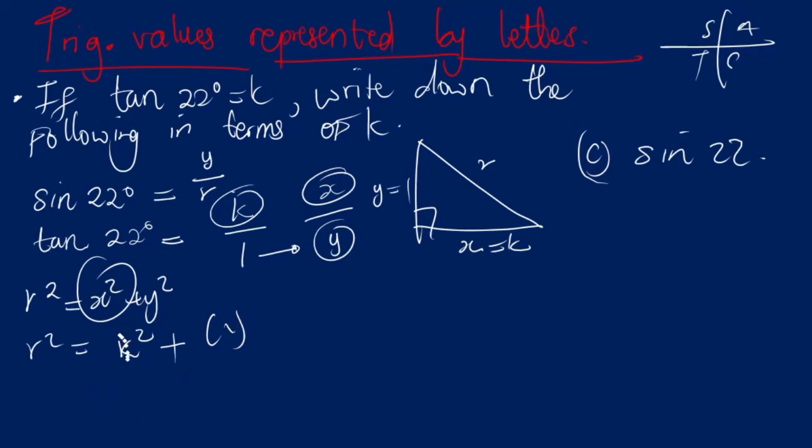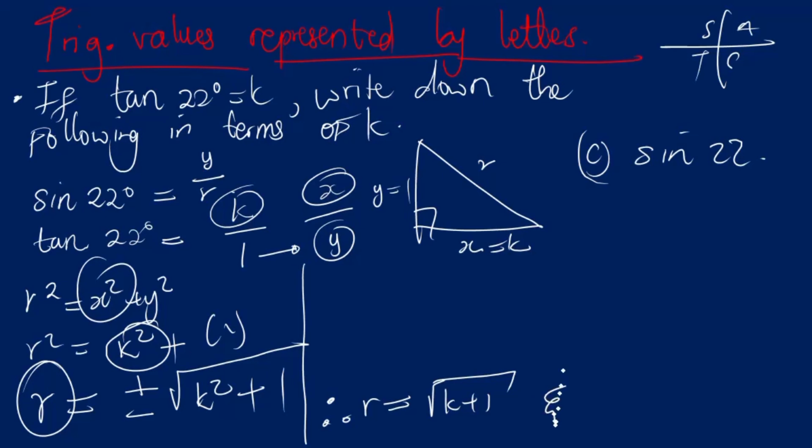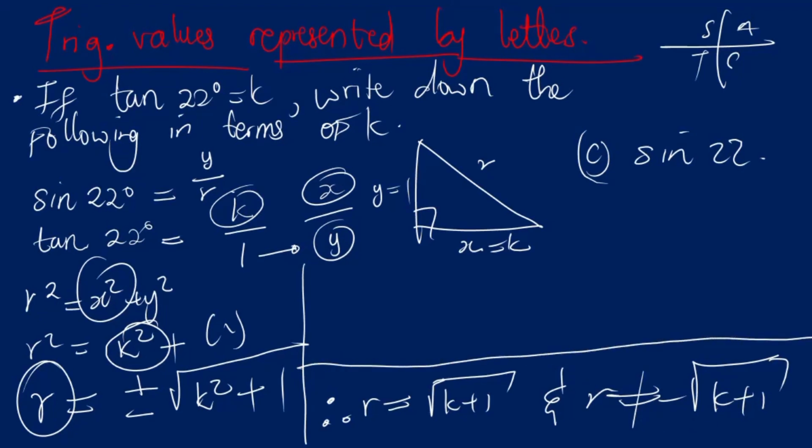And then from there, basically we just solve for r. So r is going to be plus or minus the square root of k squared plus 1. And then we have to choose which one is true there. Remember, we said r can never be negative. Therefore, r is equal to the positive square root of k squared plus 1, and r can never be the negative. See that? Beautiful. So now we can get to the sine of 22.